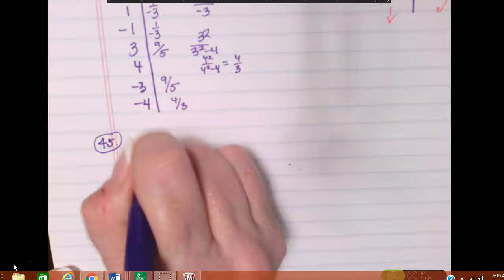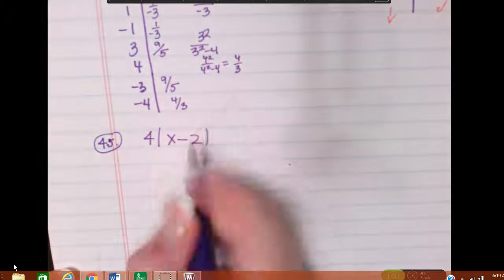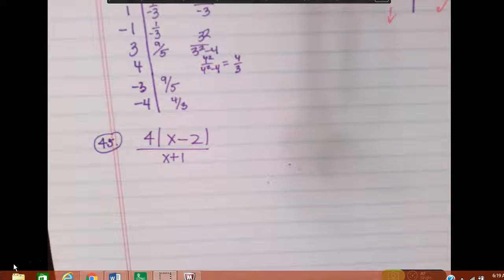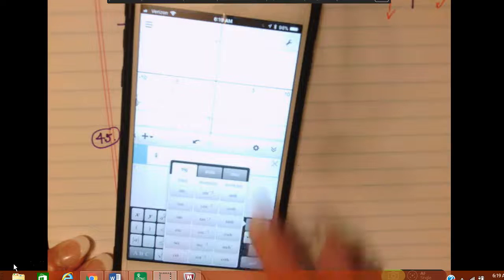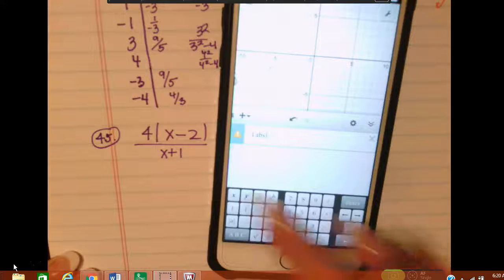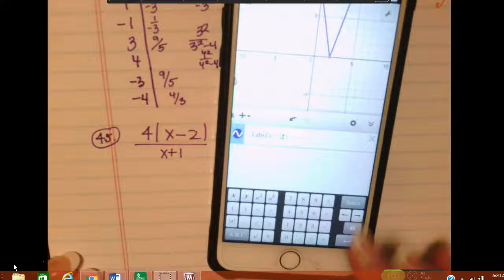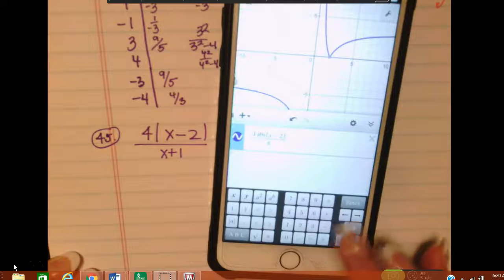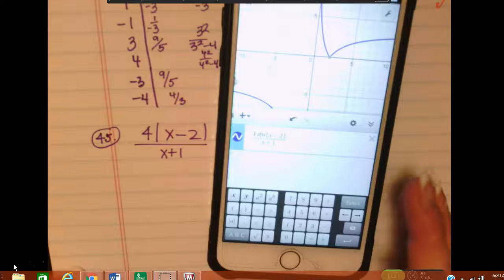Alright, question number 45. I started to have a little bit of a panic because I thought we have not done any absolute value equations, but then I read the directions and it just says use a graphing utility to graph. So all we want to do is plug in that function. It's 4 times the absolute value of x minus 2, and then over x plus 1. Alright, look at this jacked up function.